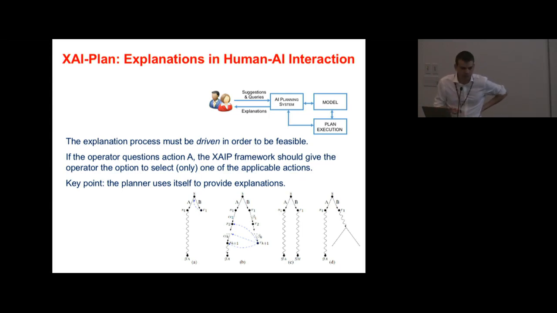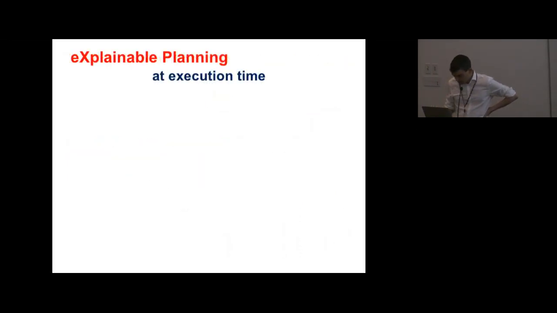The second thing that you find is that you always have humans who are in charge of accepting or rejecting plans. And before accepting or rejecting plans, they want to have guarantees about what's going to happen. Explainable planning at execution time.